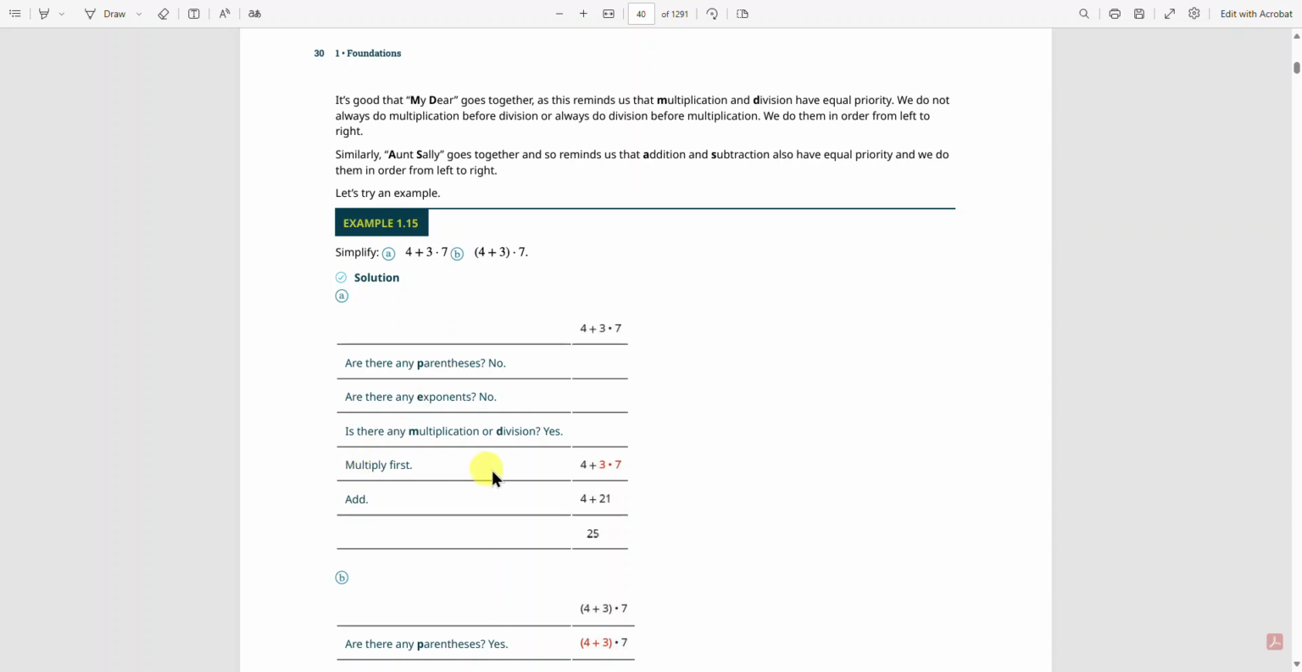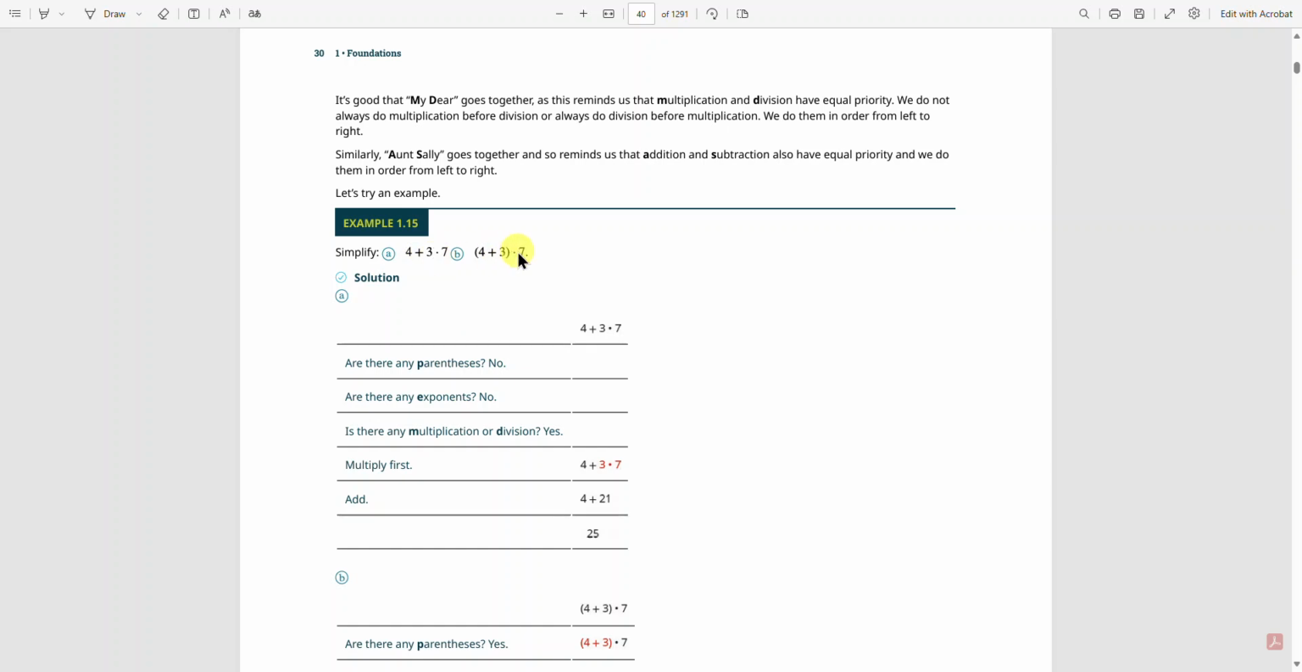And we see that down here at this step, 4 plus 3 times 7 gives us these two terms, 4 plus 21. And we can add them together and get 25, which is all the math that can be done with this expression. So we use the order of operations to simplify that expression.